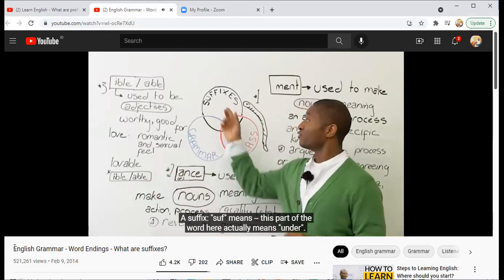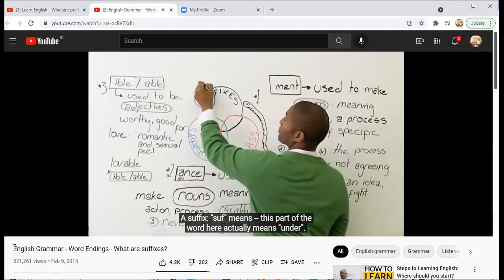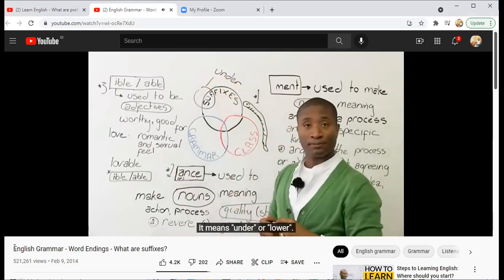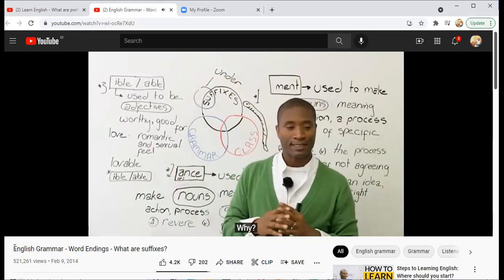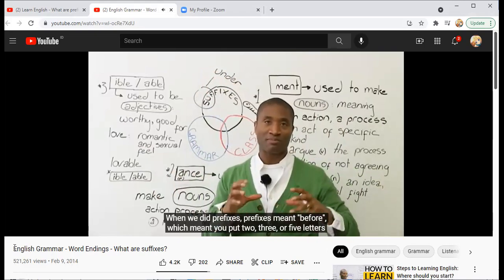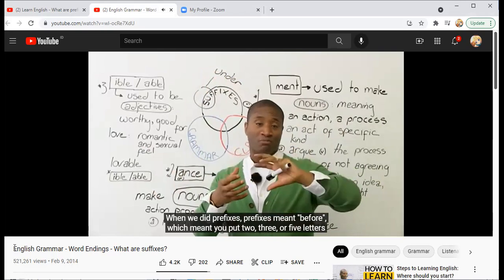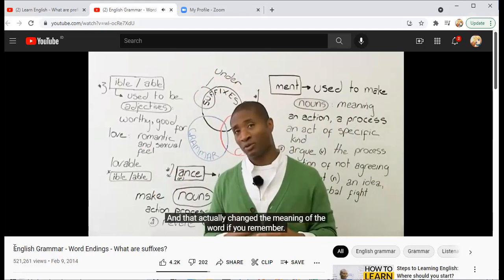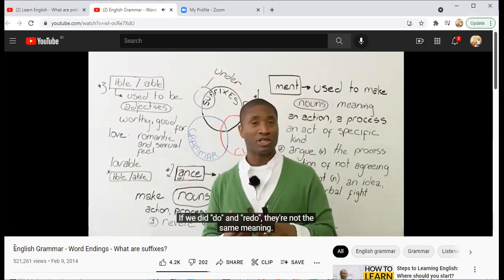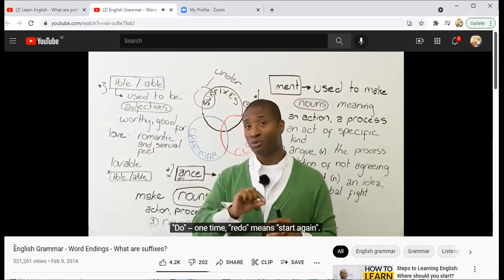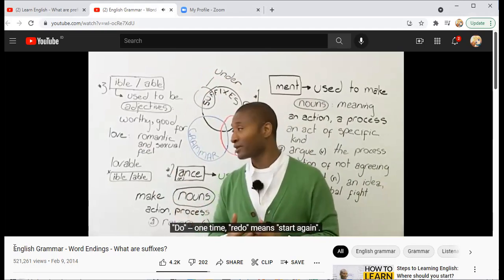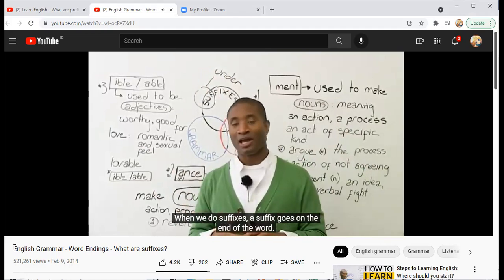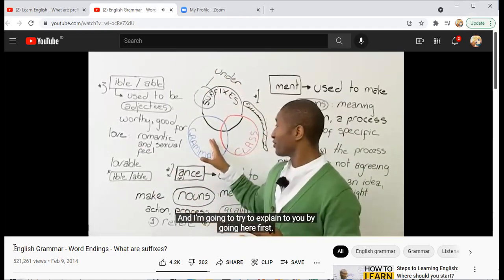Let's go to the word suffix. Suf, this part of the word here, actually means under. It means under or lower. When we did prefixes, prefixes meant before, which meant you put two, three, or five letters in front of a word, and that actually changed the meaning of the word. If we did do and redo, they're not the same meaning. Do is one time, redo means start again. When we do suffixes, a suffix goes on the end of them.